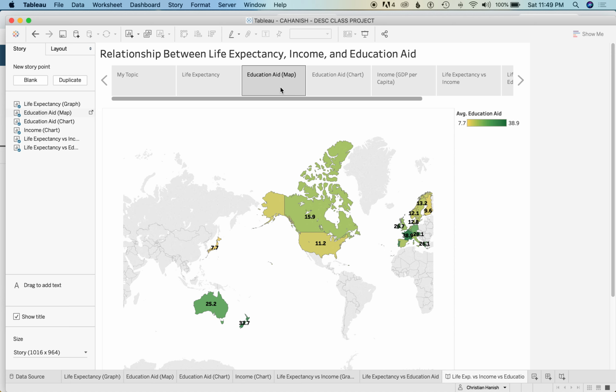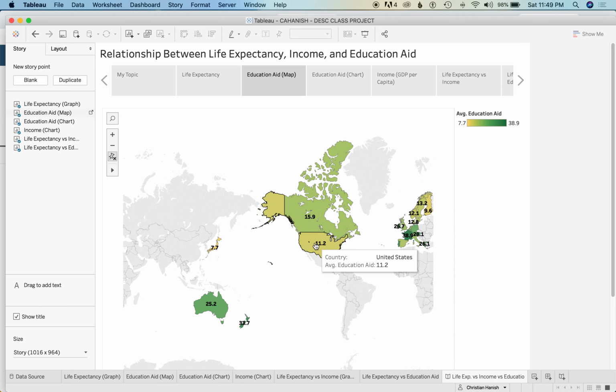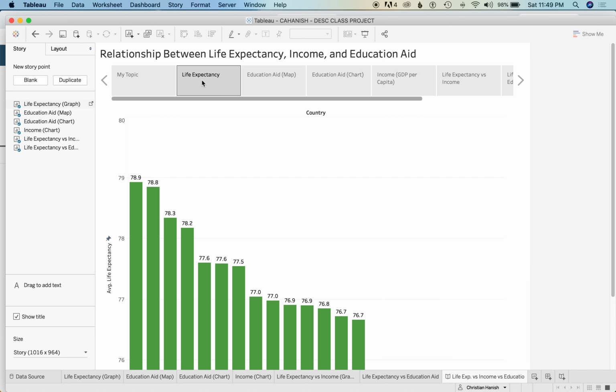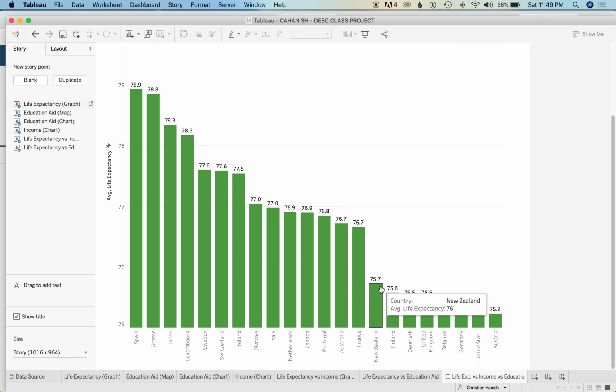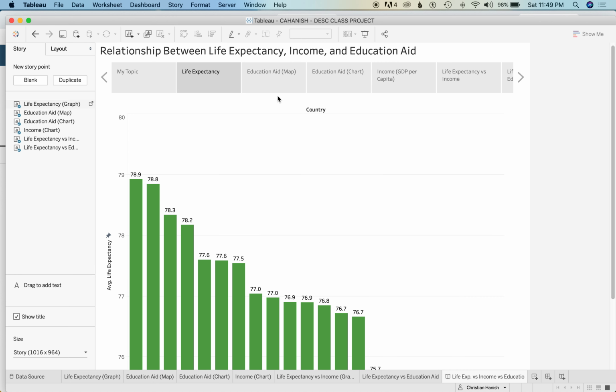Taking a quick look at education to see how consistent this is with life expectancy. Again, this is education aid as a percent of overall aid invested. So we have the United States here at 11.2. That's actually on the lower end. We're going to go over here to a country like France. France, 38.9% education aid. And as we can see here, France is just about in the middle, even on the lower end. 76.7 years is their average life expectancy.